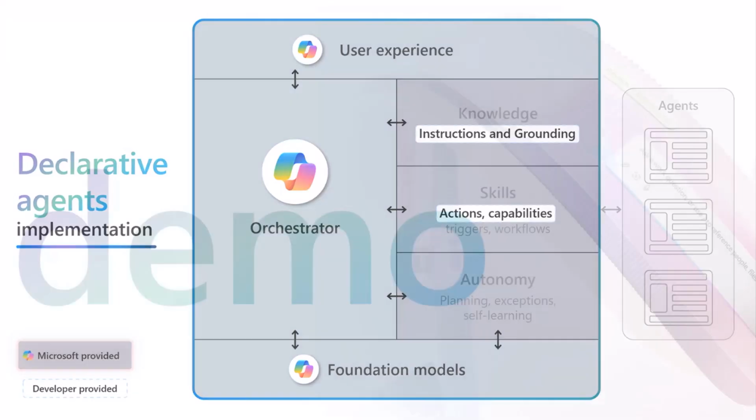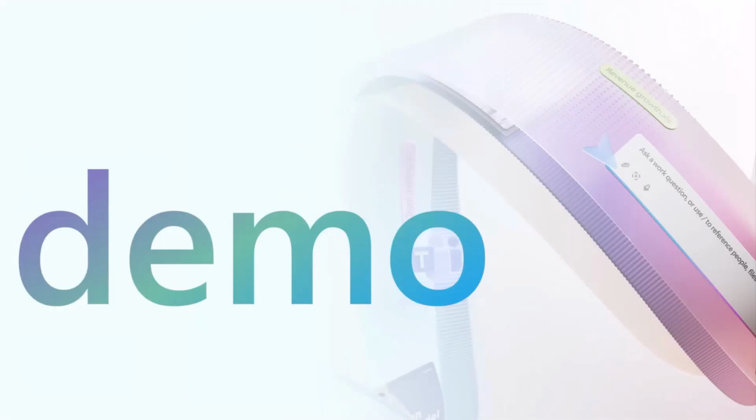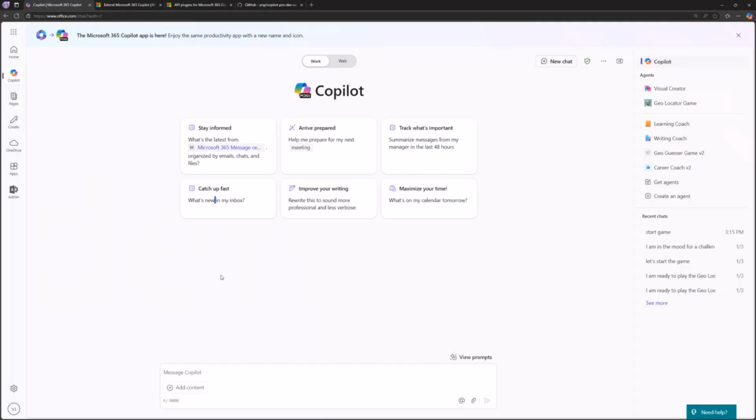So let's actually have a demo on this one. Let's jump into a demo, spend a few minutes in Copilot, and we're going to create a custom declarative Copilot in Teams Toolkit as well, so we understand how this works. So let me jump into the Copilot side.